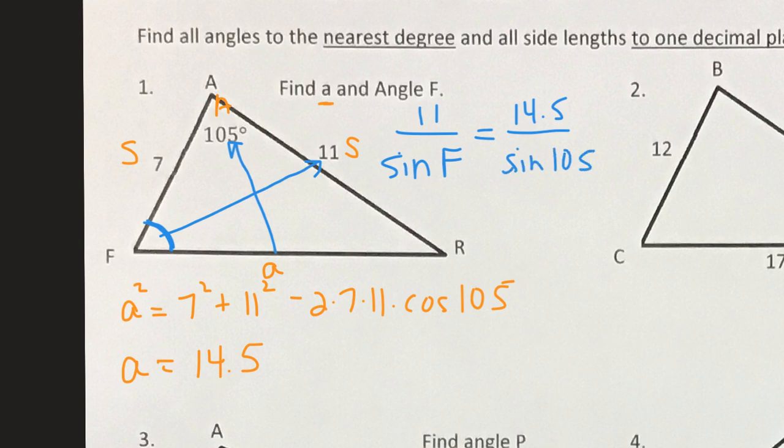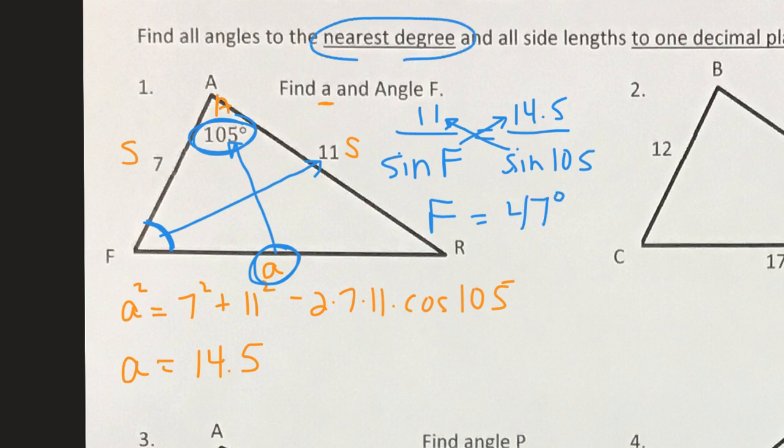If we know an opposite angle and side ratio, right, we have to know two of these things. And we've calculated A. That allows us to use the law of sines in order to find the measure of angle F. So we'll cross multiply, divide, and then take the inverse sine in order to find the measure of angle F. We're going to round to the nearest whole degree. So I get an angle F of 47 degrees.